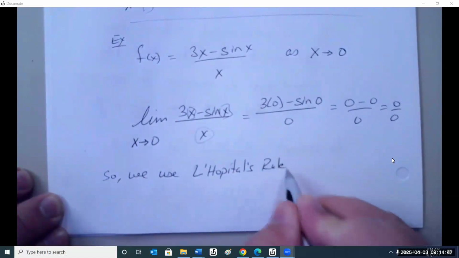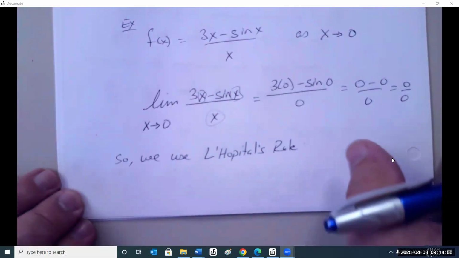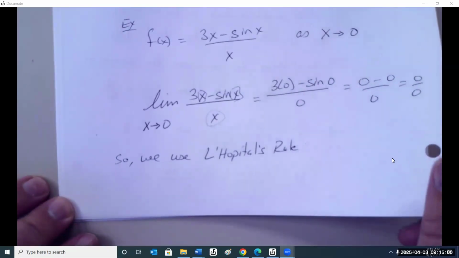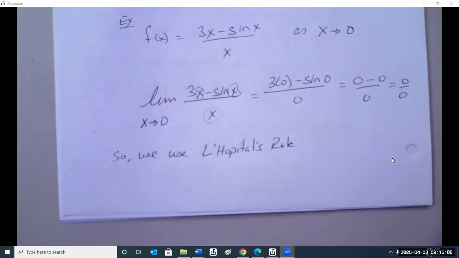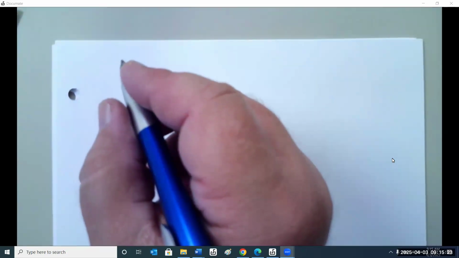So we use L'Hopital's rule. L'Hopital's rule, well, we can look at it. What does it really mean? It's the limit of a function, the difference quotient. So we use L'Hopital's rule. L'Hopital's rule says this. Actually, let me find the theorem.